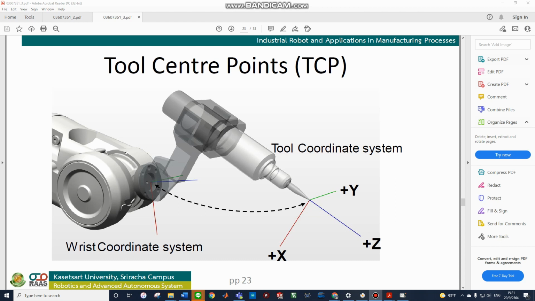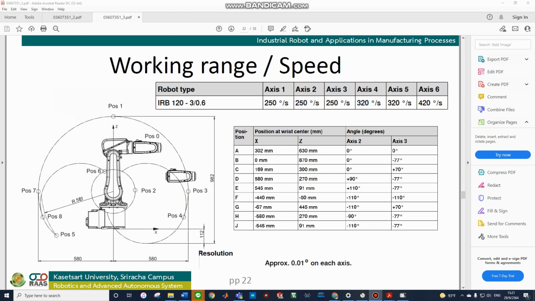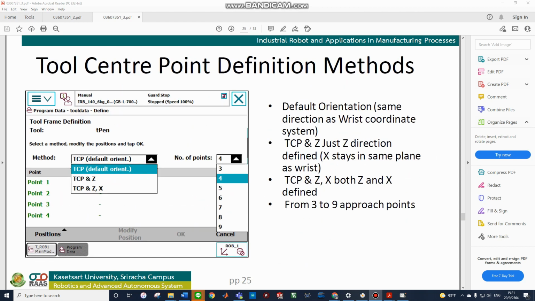Normally, the robot is used to define its TCP. If the tool is damaged or replaced, don't modify program positions, just redefine the tool.